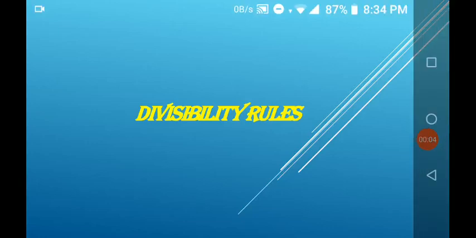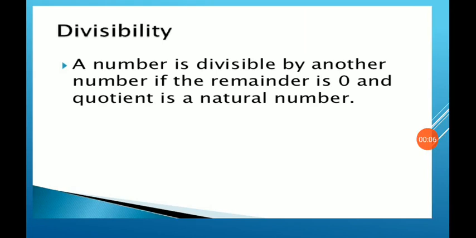Today's topic is divisibility rules. A number is divisible by another number if the remainder is 0 and the quotient is a natural number. It means that when we divide two different numbers, we get the remainder as 0 and the quotient as a natural number. Now we will learn the rules.